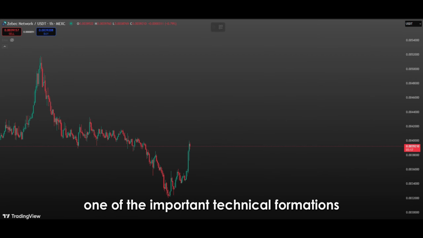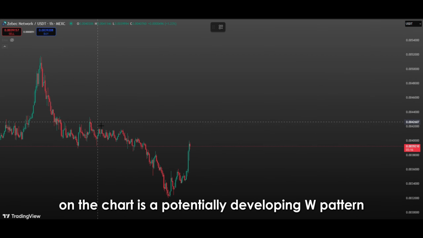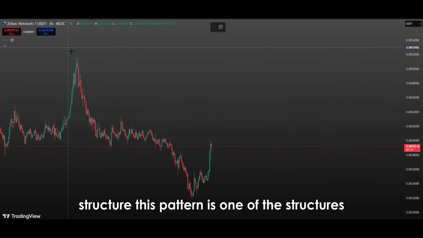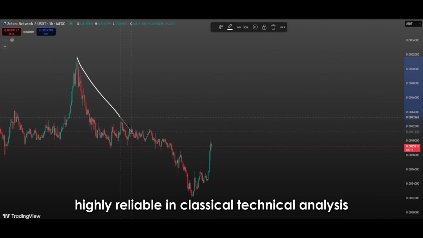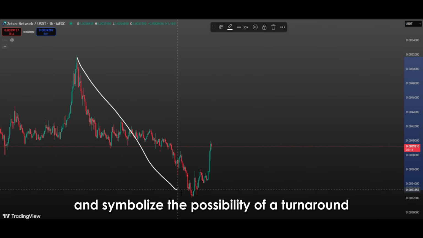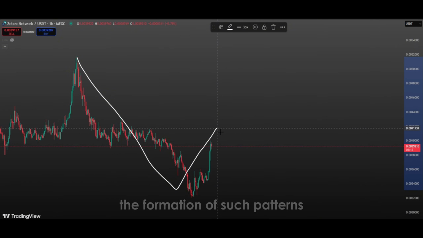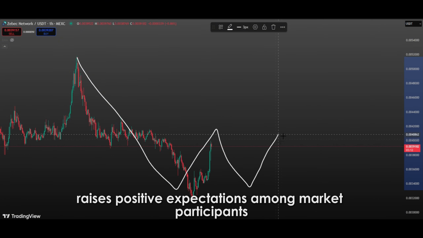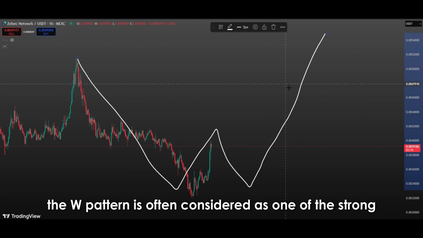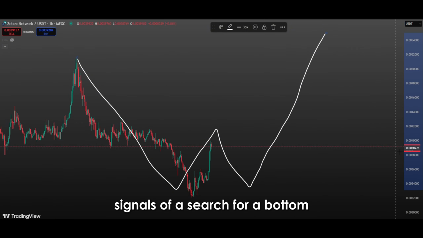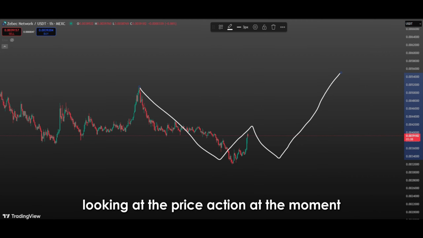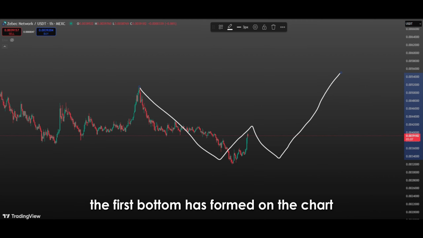Stay tuned. One of the important technical formations on the chart is a potentially developing W pattern structure. This pattern is one of the structures that are considered highly reliable in classical technical analysis and symbolize the possibility of a turnaround. The formation of such patterns, especially after prolonged declines, raises positive expectations among market participants. The W pattern is often considered as one of the strong signals of a search for a bottom and the subsequent recovery. Looking at the price action at the moment, the first bottom has formed on the chart.